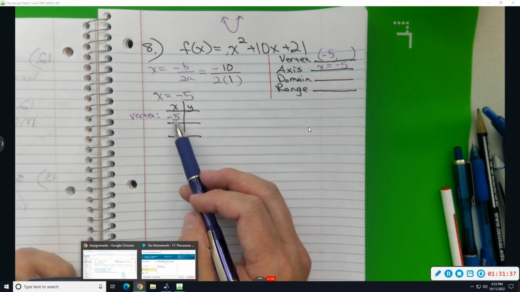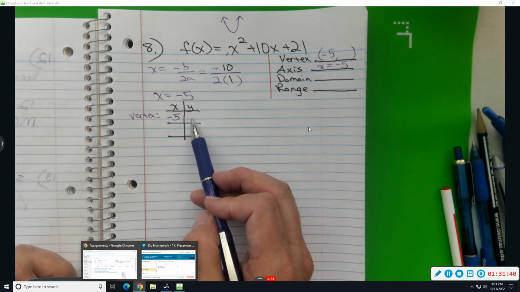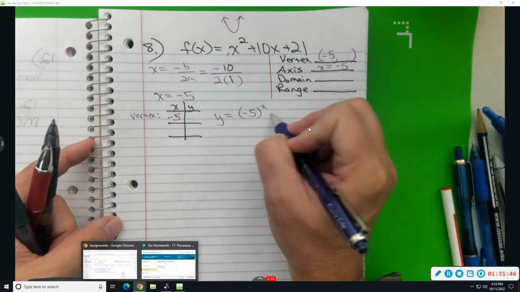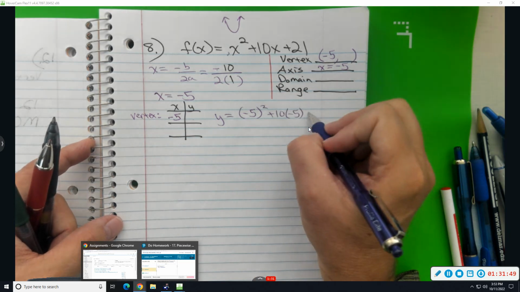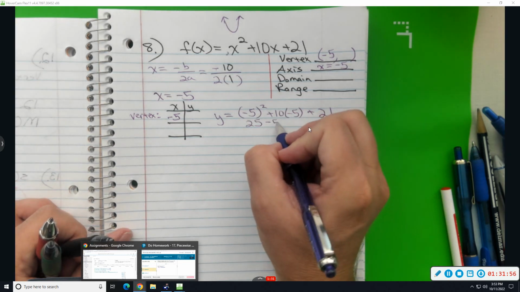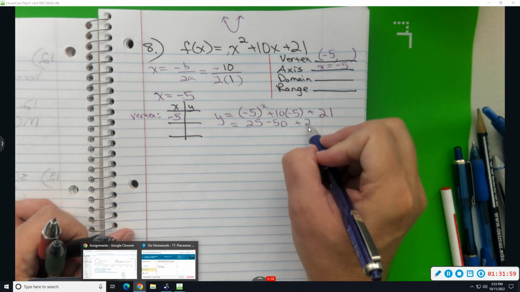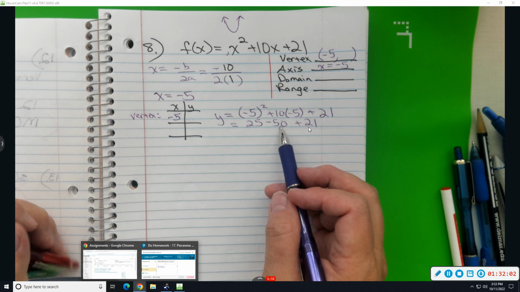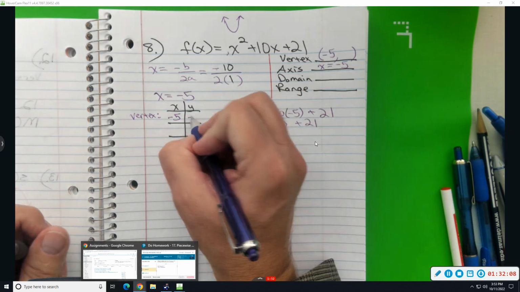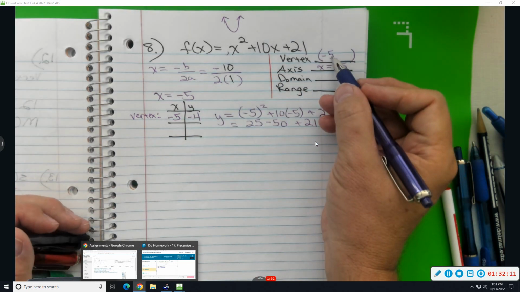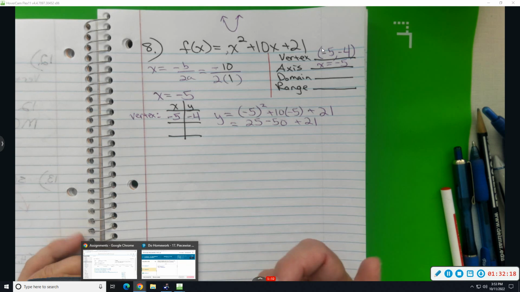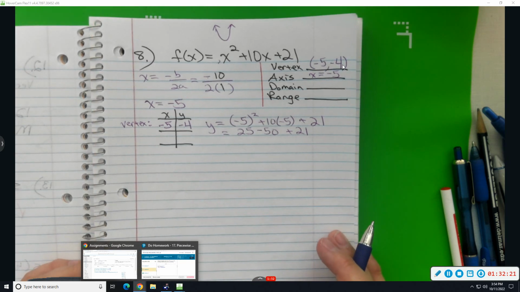Don't miss your bus. So what do we do to find the y coordinate? Plug it in. Okay. So we have negative 5 squared plus 10 times negative 5 plus 21. That's 25 minus 50 plus 21. 25 minus 50 is negative 25, plus 21 gives me a negative 4. Negative 4, I agree. So the vertex is the ordered pair, negative 5, negative 4. That's what y'all were doing on those word problems. Find the x value of the vertex, plug it in.